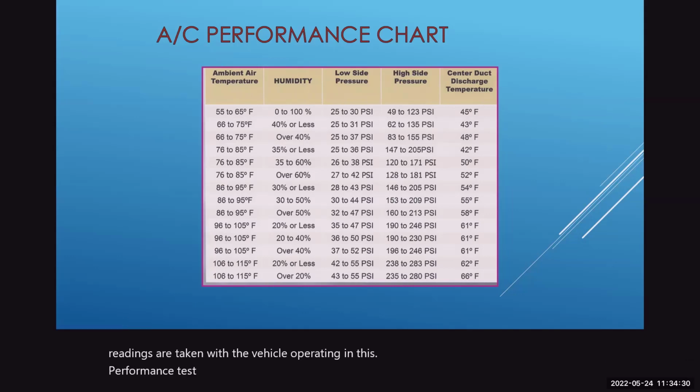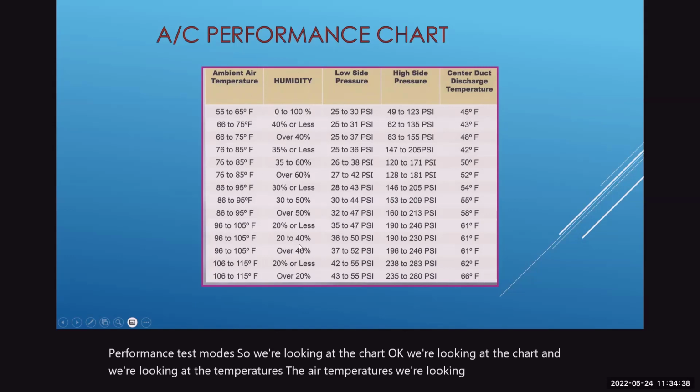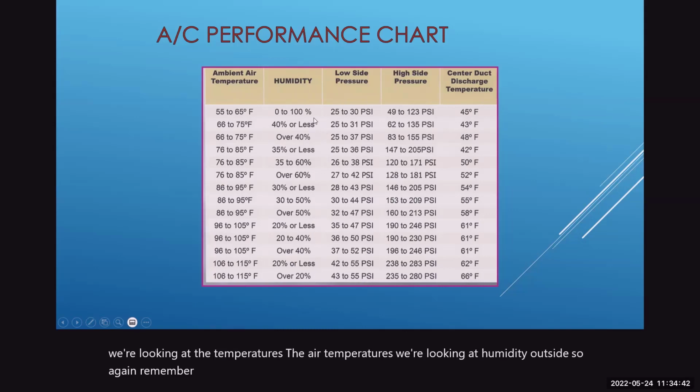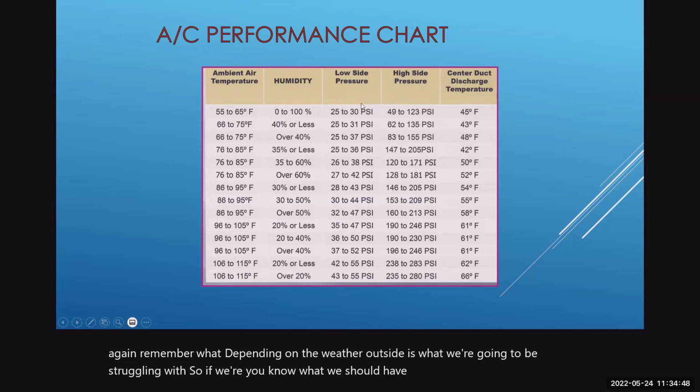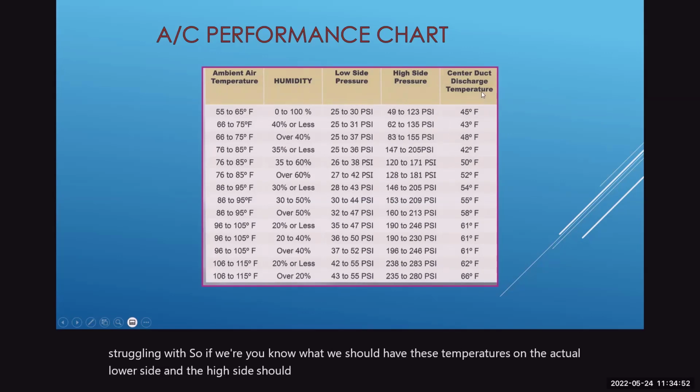So we're looking at the chart, and we're looking at the air temperatures. We're looking at humidity outside. So again, remember, depending on the weather outside is what we're going to be struggling with. We should have these temperatures on the actual low side, and the high side should be pretty close to here. And then we should see the center duct temperatures right about here.